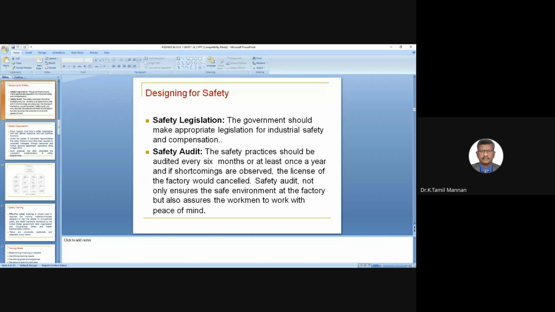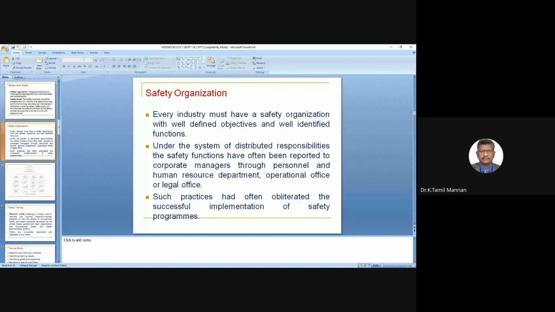If there are any shortcomings in safety in the industry or workplace, they should be observed and rectified. Otherwise the license of the factory would be cancelled. The safety audit not only ensures the safety environment at the factory, it also assures the workman to work with peace of mind. It focuses not only on physical safety, it also ensures mental safety. So these 4 pillars are more important while designing industrial safety.